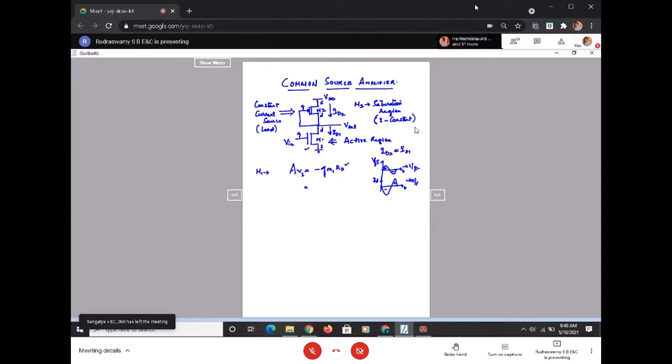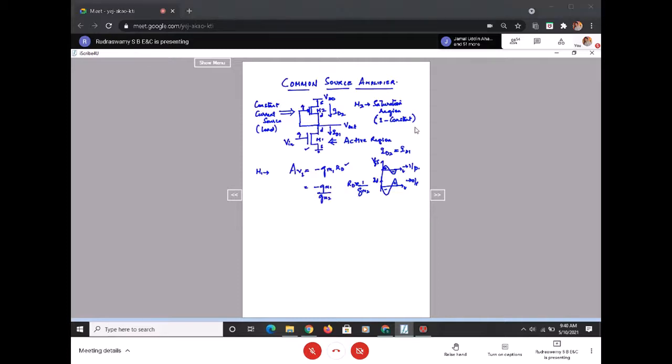Now the load resistance is replaced by M2. So approximately my RD is equal to 1 over GM2. Why GM2? Because it is the transconductance of M2. So this is AV1, which is nothing but what?